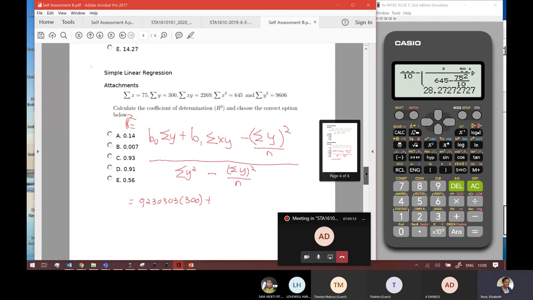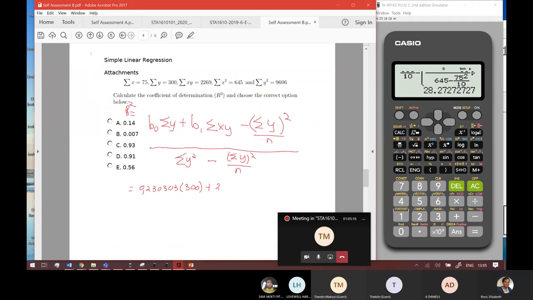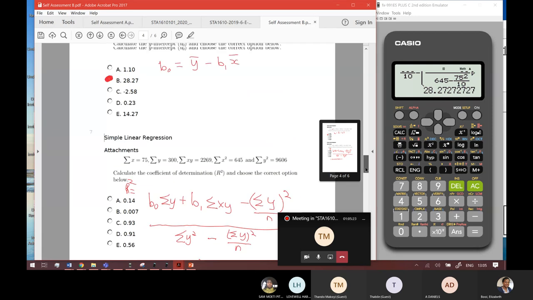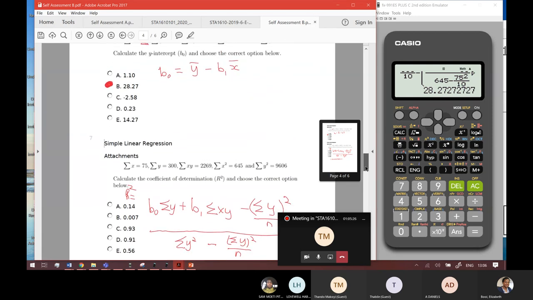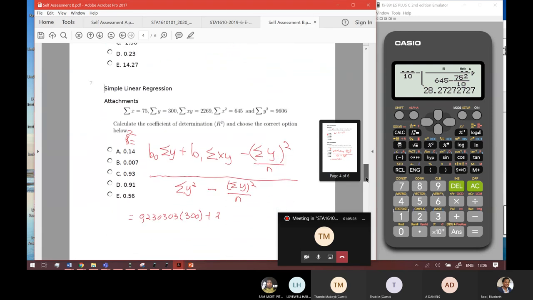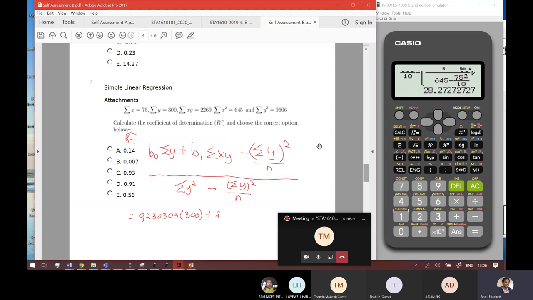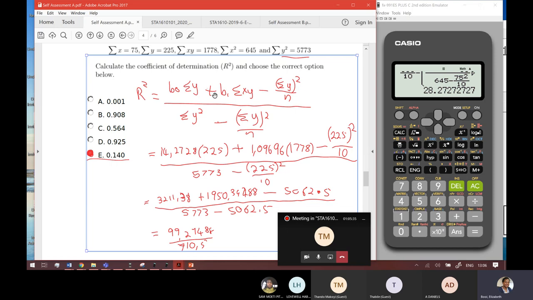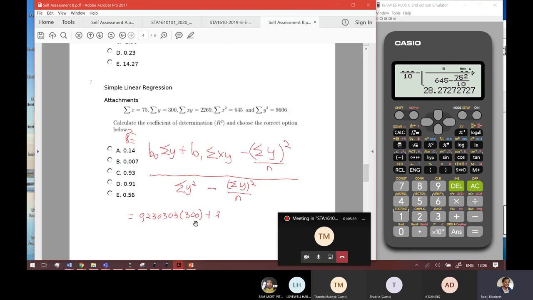28.27. Sorry, ma'am. We're making a mistake. B1 and B0 are actually in the wrong places in the formula. Yes, B0 times the sum of Y. Okay, sorry, I was substituting the wrong values. Yes. All right.